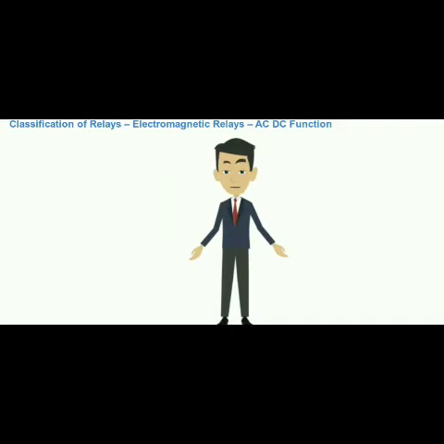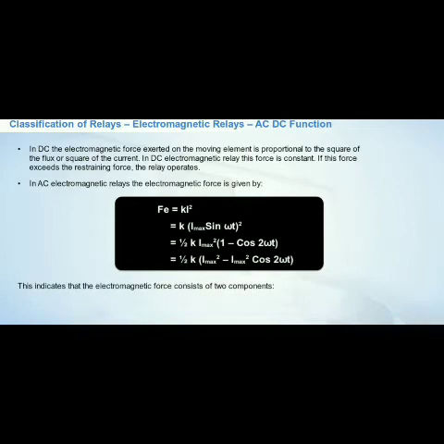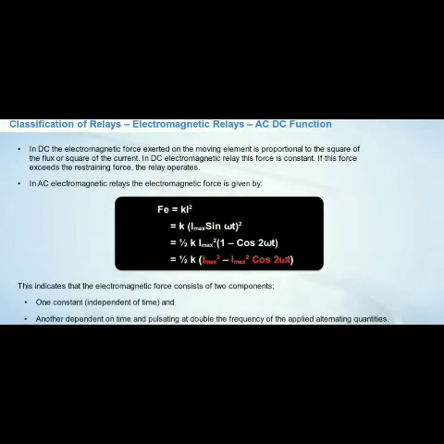Let us see how. In DC, the electromagnetic force exerted on the moving element is proportional to the square of the flux or square of the current. In a DC electromagnetic relay, this force is constant. If this force exceeds the restraining force, the relay operates. However, in AC electromagnetic relays, the electromagnetic force is given by this formula. This indicates that the electromagnetic force consists of 2 components, one constant independent of time and another dependent on time and pulsating at double the frequency of the applied alternating quantities.